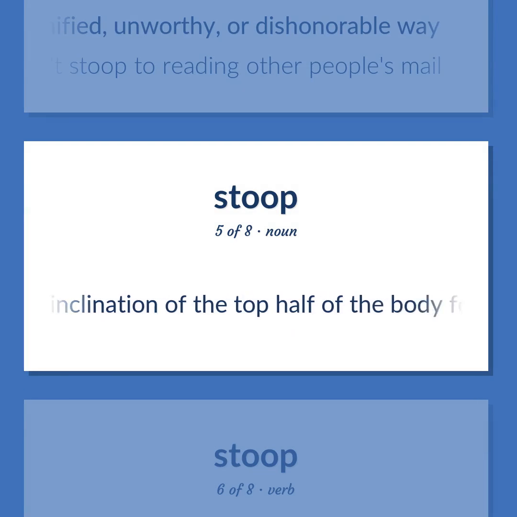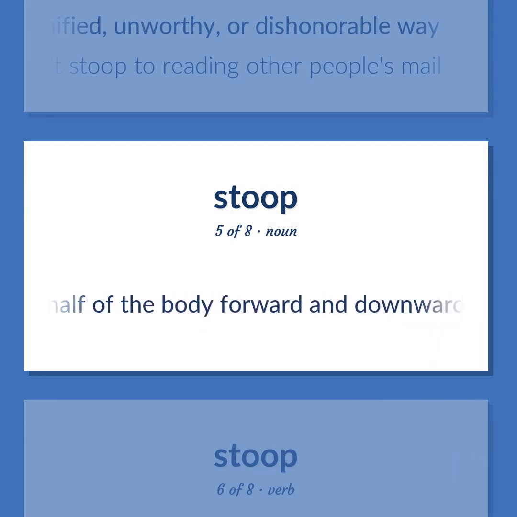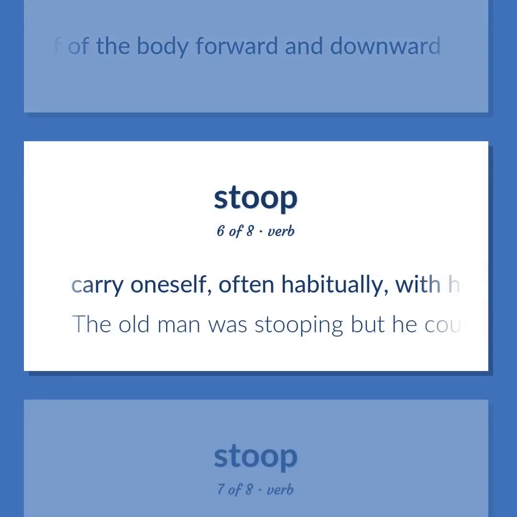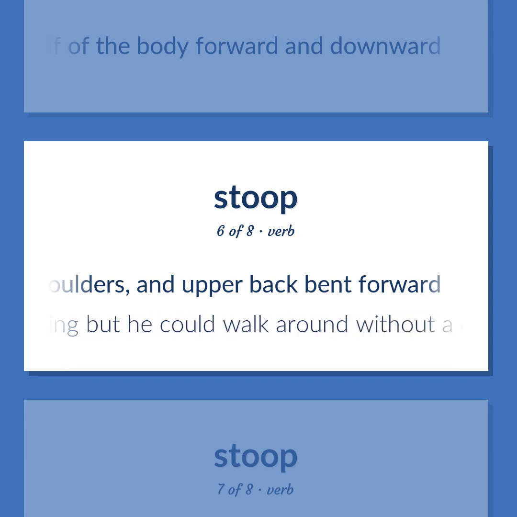An inclination of the top half of the body forward and downward. Carry oneself, often habitually, with head, shoulders, and upper back bent forward. The old man was stooping, but he could walk around without a cane.